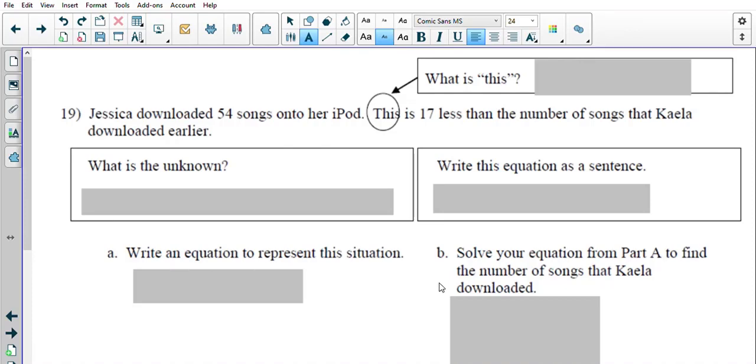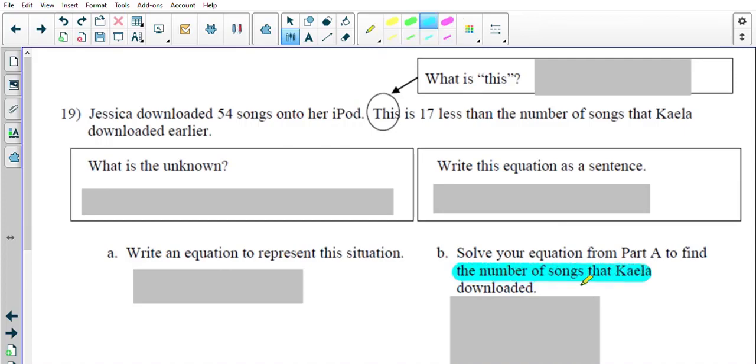So one of the things that students come to me a lot with is questions about word problems. They'll say to me, I don't know what to do. I don't know where to start. And they will have nothing written down. I do always suggest you begin by identifying your unknown, or the thing that you're trying to find. So in this question, the thing that we're trying to find, and I'm going to highlight this in blue, is the number of songs that Kayla downloaded.